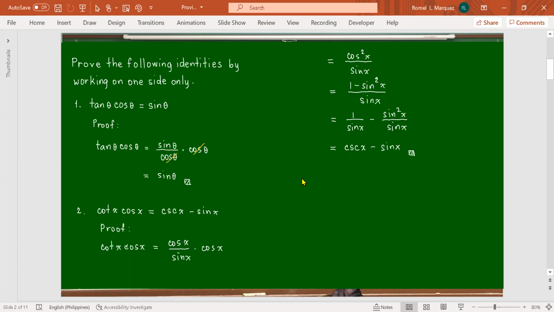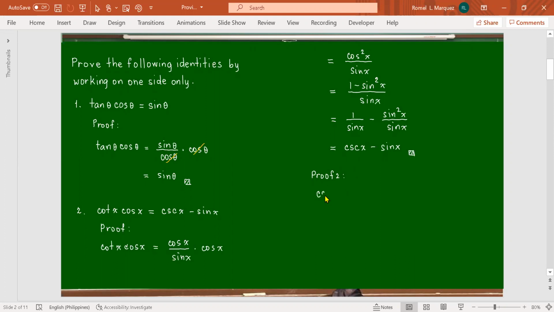What about if we do the other way around? So let's see. Let's say we want to work with the right side this time. And we want the right side to be in terms of product. So this is our option for the proof, no? So let's get the right side.